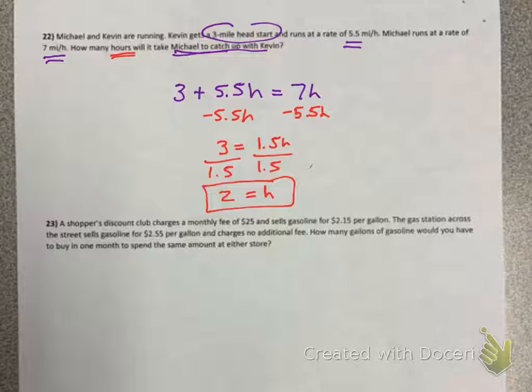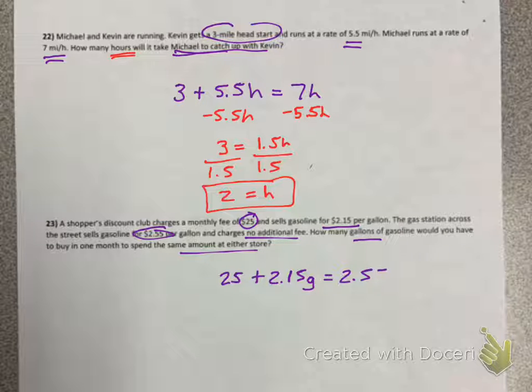Okay. Last question. A Shoppers Discount Club charges a monthly fee of $25 and sells gasoline for $2.15 per gallon. The gas station across the street sells gasoline for $2.55 per gallon and charges no additional fee. How many gallons of gasoline would you have to buy in a month to spend the same amount at either store? So the Shoppers Discount Club, we've got a $25 fee plus the $2.15 per gallon. And we want to know when that's going to be equal to the $2.55 per gallon that the gas station across the street charges. So in order to solve this, we're going to solve for G.